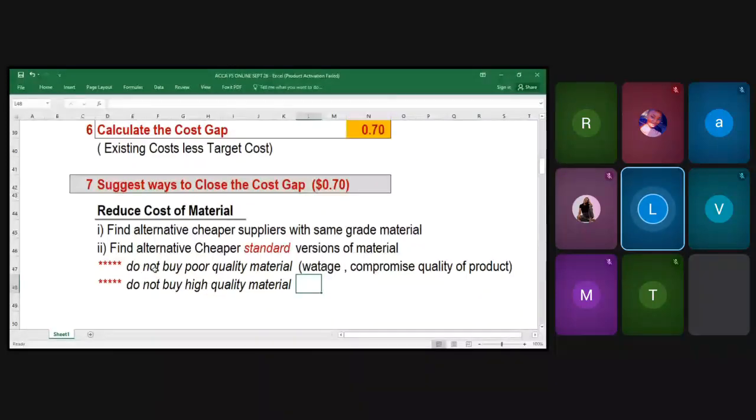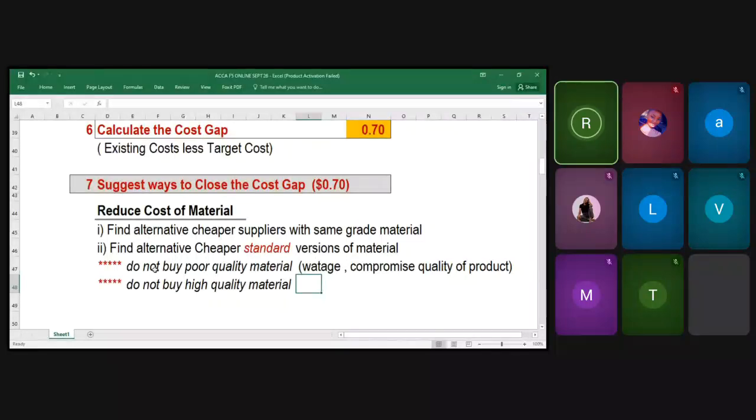Can I try, Sam? Yes. I think since we are trying to reduce the cost gap, if we use high quality material, it will widen the cost gap. Thank you. Expensive, and widens the gap.